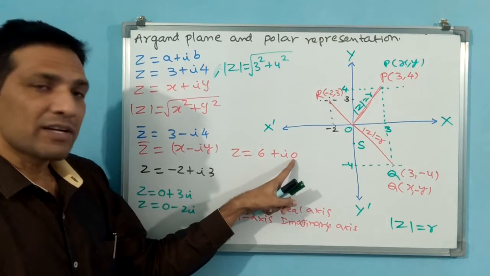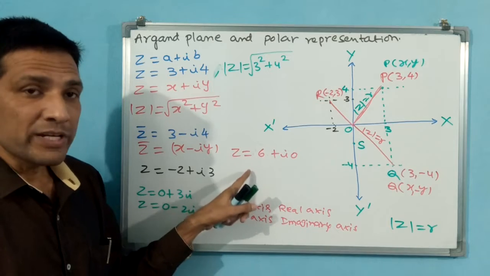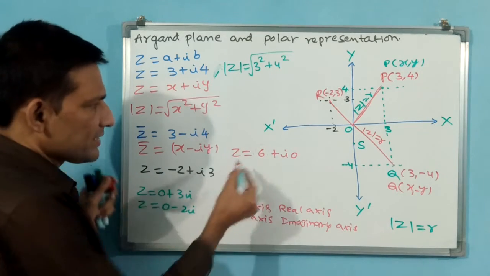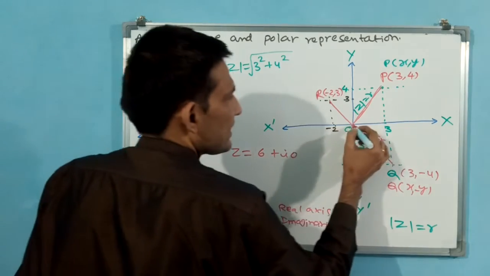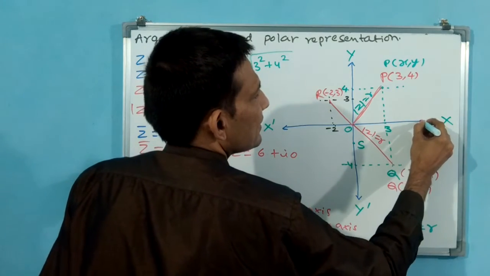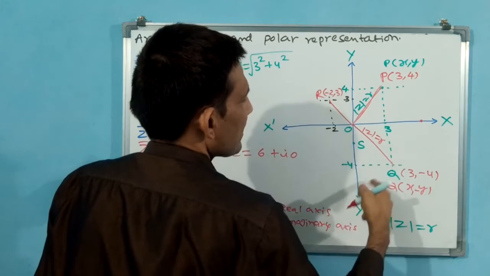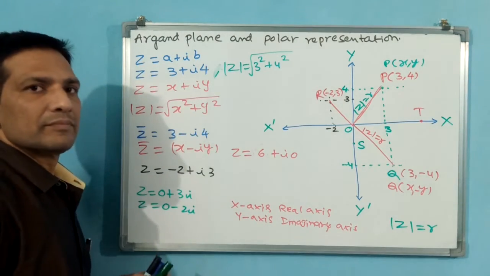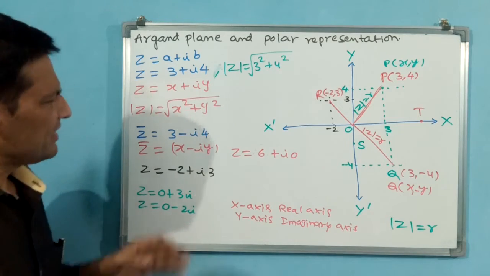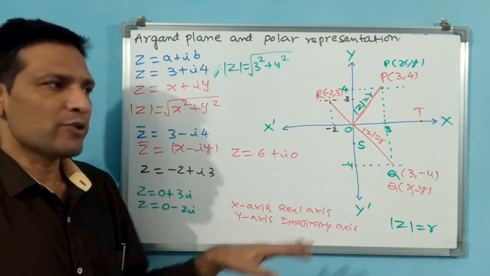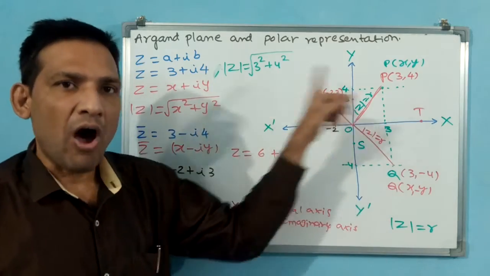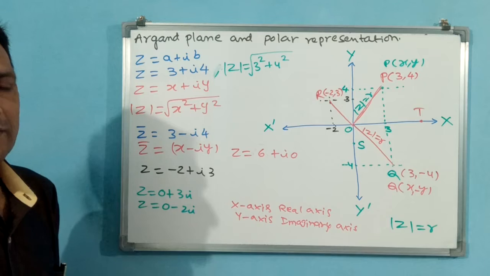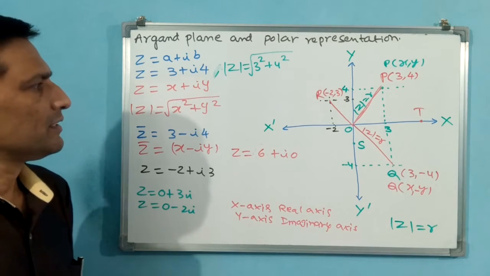See, here the imaginary part is 0. Only the real part is there. Only real part means what? You have to take it on the x-axis only. See, x-axis plus 6. It will be here. P, Q, R, S are also done. I am taking it as T. Like this, any point you can plot on the Argand plane. This is called the Argand plane.